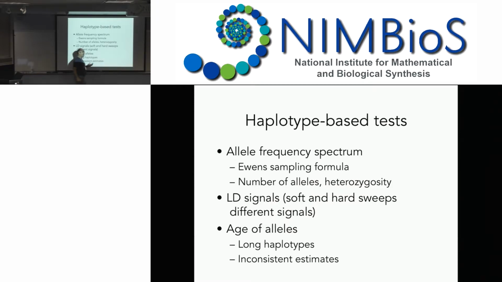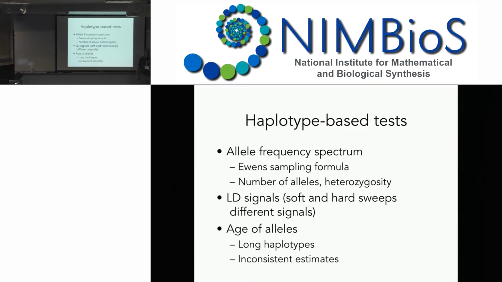So the last category of tests are haplotype-based tests. And these are probably among the most powerful tests for detecting ongoing selection. They've got features that make them more robust to issues of demography, and these are the ones you mainly see, for example, in the human literature. So I'll talk about some old school approaches, allele frequency spectrum based upon the sampling formula. I'll talk about linkage disequilibrium, giving you different signals for soft versus hard sweeps, and then a bunch of tests basically asking, are there features of the alleles which are inconsistent with their frequency?